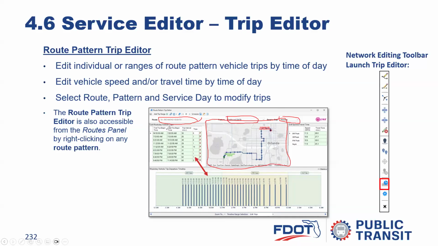So we have really three panels that we're able to edit and access information for. And we'll go over each one of these, but basically you can edit the vehicle speed or travel time and the trips by time of day. Also, whenever you're editing a route, you can launch the trip editor via the trip editor button, right? So as you're using the network editor toolbar, you can just click this button and then start editing your service.